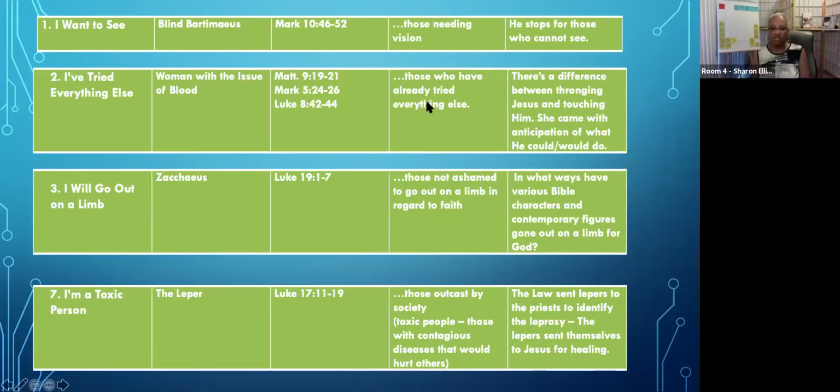Those who have already tried everything else. That's the woman with the issue of blood, right? Those not ashamed to go out on a limb in regards to their faith. That's Zacchaeus, right? Those outcast by society. That's the leper. So, right, creatively named, some kind of logical order.